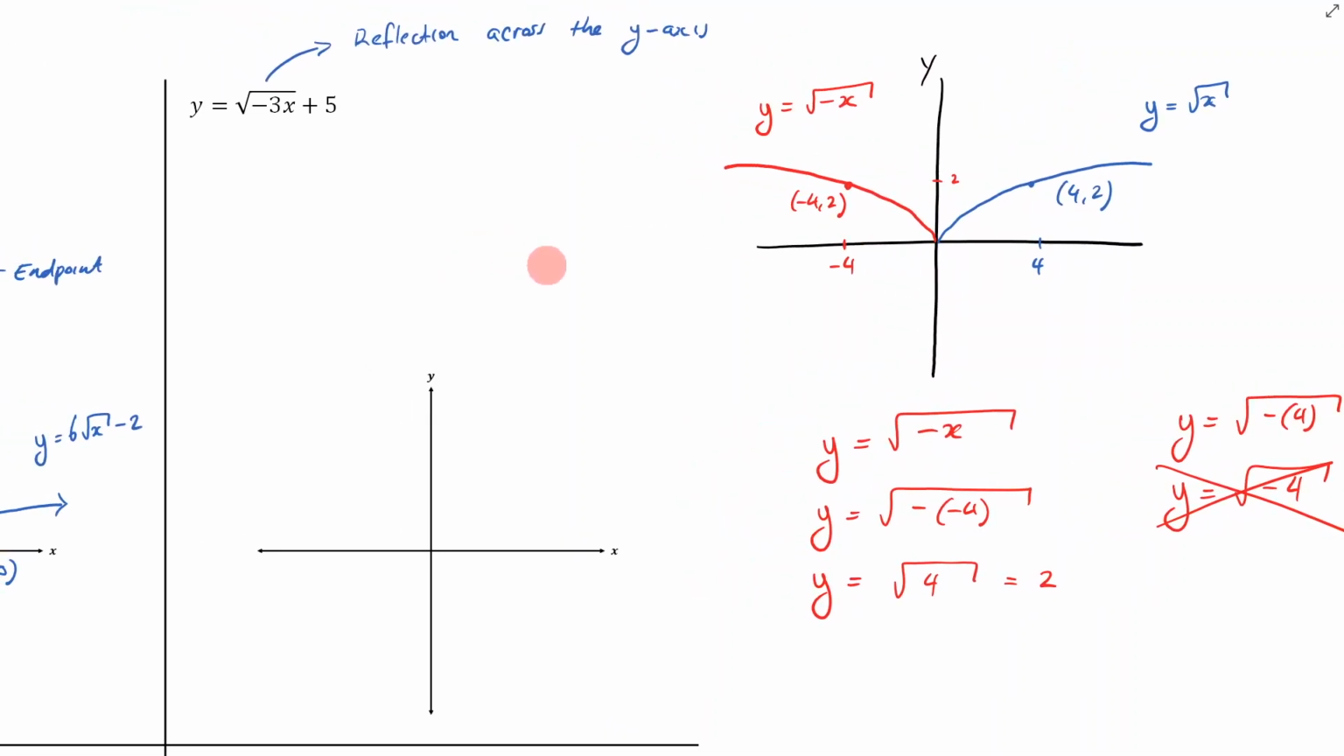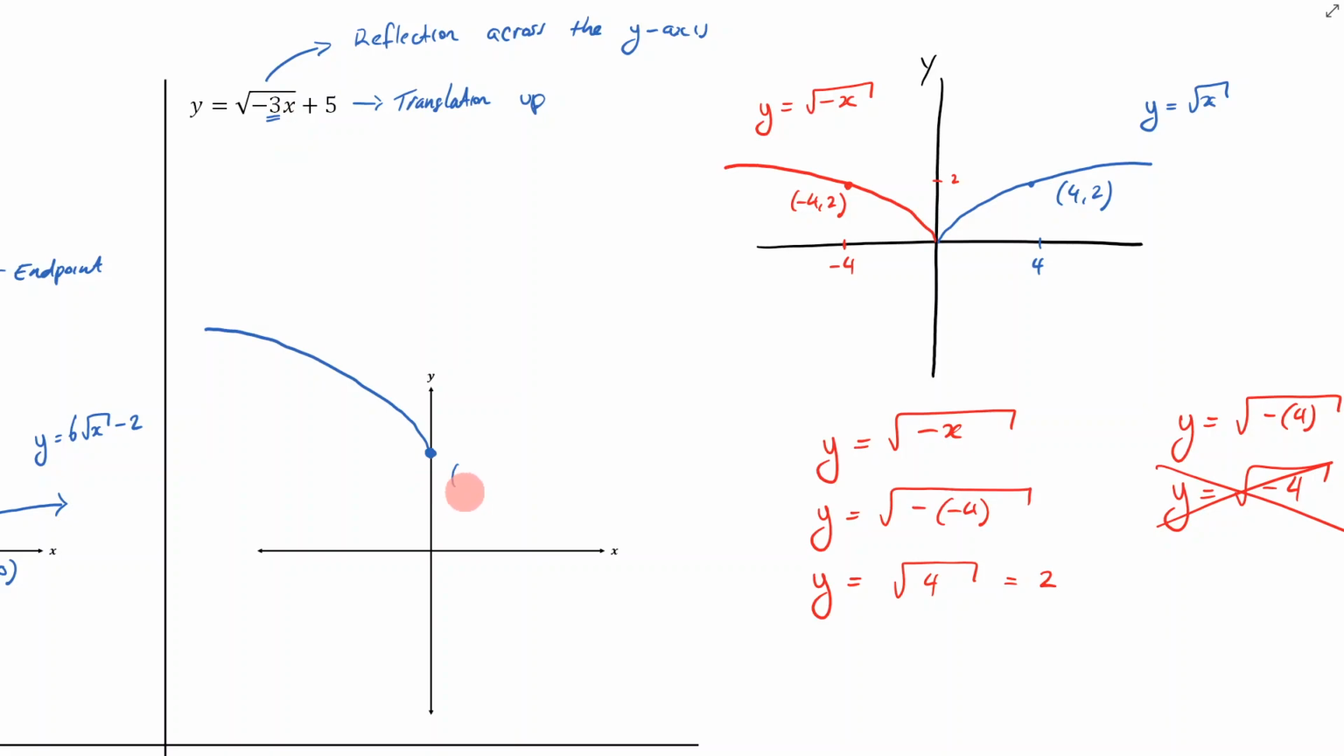So that means when we come to draw this now, we've got this reflection going on, and it's moved up 5 spaces. So it's up here now. This 5 is causing a translation up. This 3 here is causing a dilation, but as I said, you don't actually have to worry that much about dilations. Let's label this point right here.